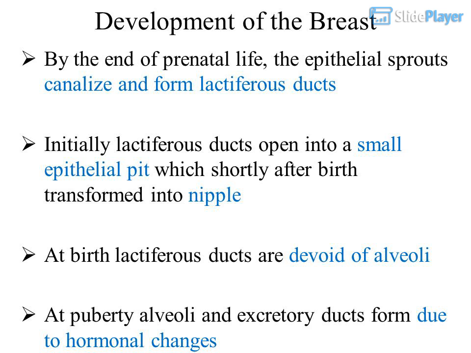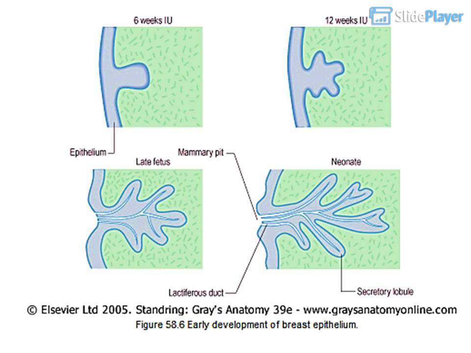By the end of prenatal life, the epithelial sprouts canalize and form lactiferous ducts. Initially lactiferous ducts open into a small epithelial pit which shortly after birth transforms into the nipple. At birth lactiferous ducts are devoid of alveoli. At puberty alveoli and excretory ducts form due to hormonal changes.